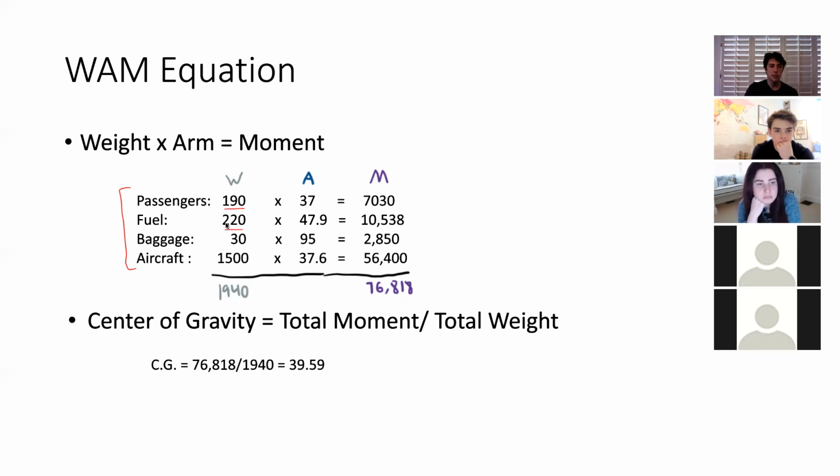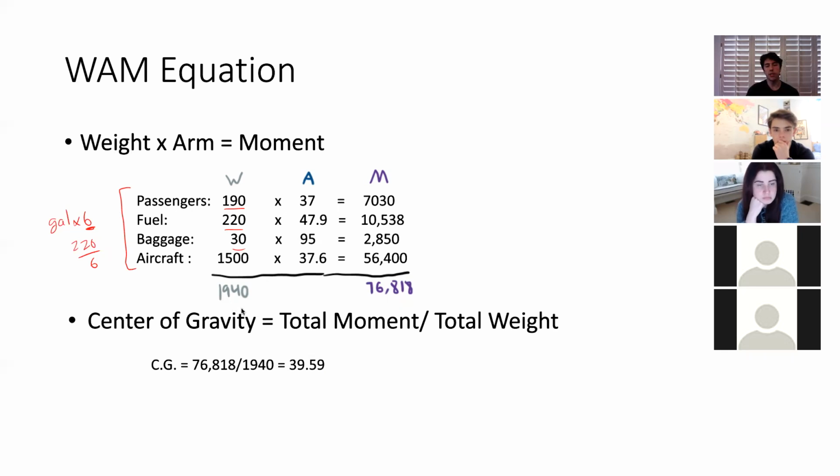Fuel is typically going to be however many gallons you have times 6, because each gallon of fuel weighs 6 pounds. So the amount of fuel here would just be 220 divided by 6, whatever that is. Baggage, yeah, we're going to include baggage here. It's going to be 30. And then the aircraft itself is going to be included in the equation. You can think about the initial aircraft as having a center of gravity, and then we just add these things onto it to see how it moves.